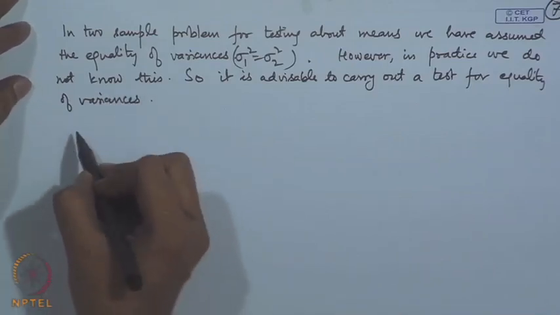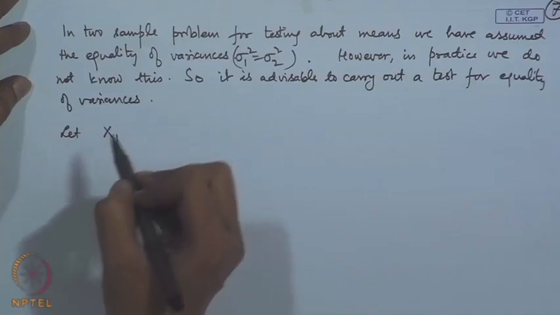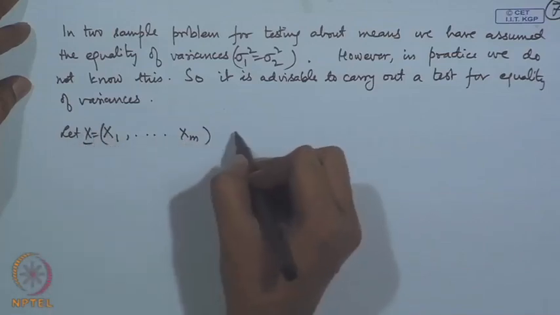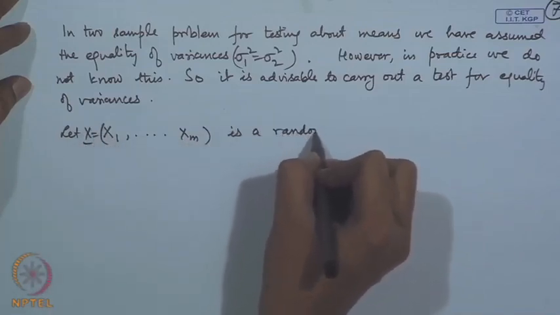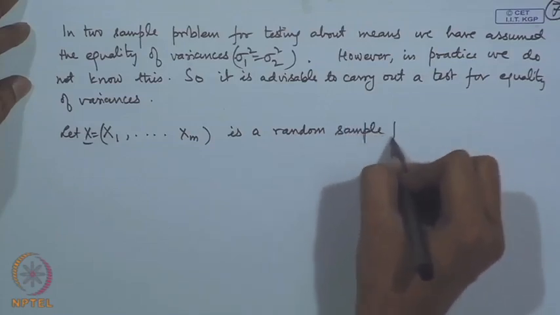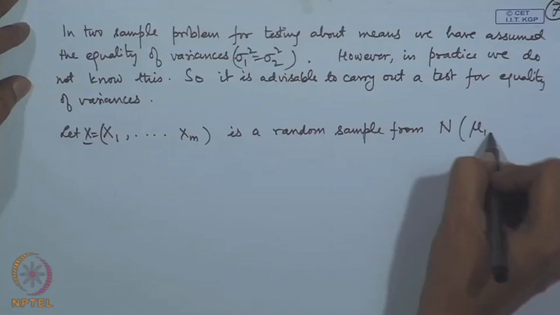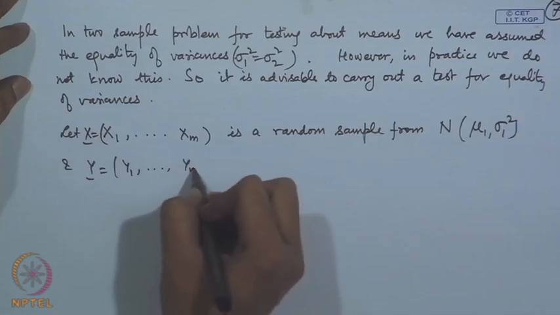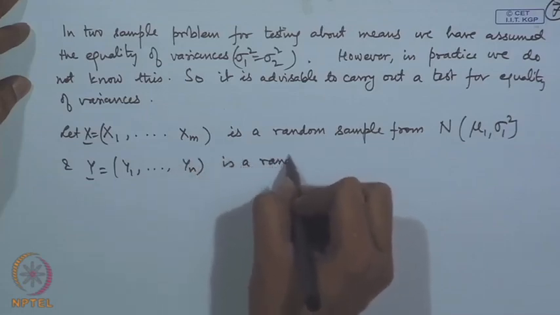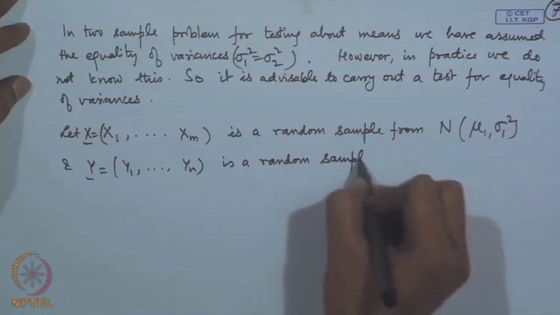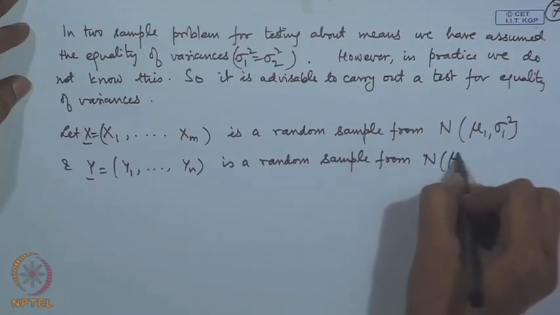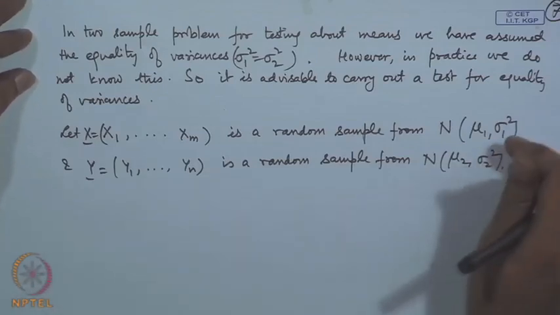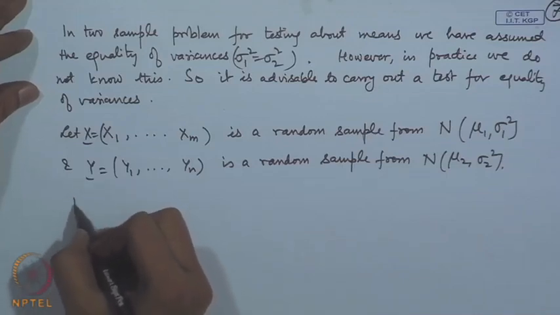So, I will provide this here. We have the model, that is X1, X2, ..., Xm, a random sample from Normal(mu1, sigma1 squared), and Y = Y1, Y2, ..., Yn is a random sample from Normal(mu2, sigma2 squared).